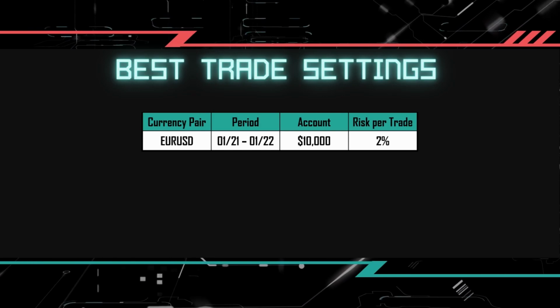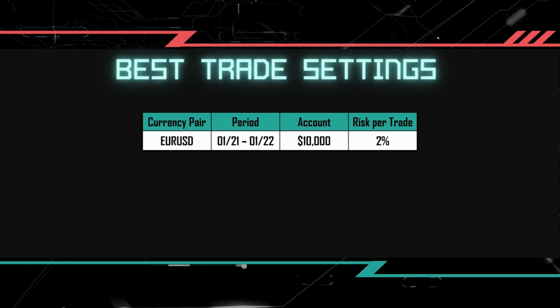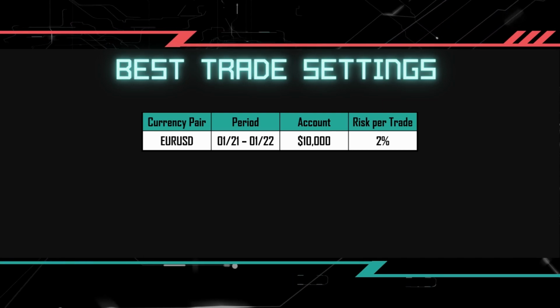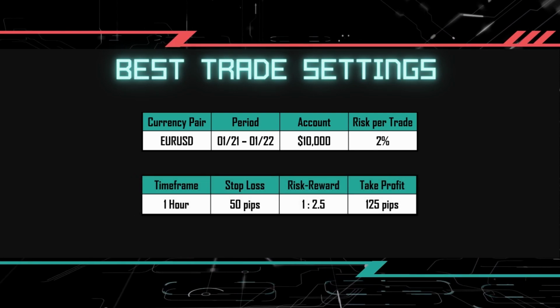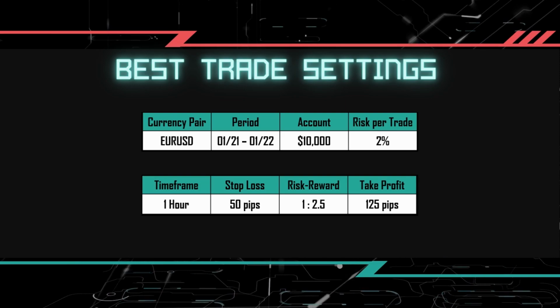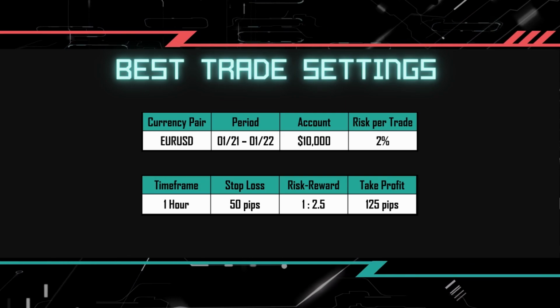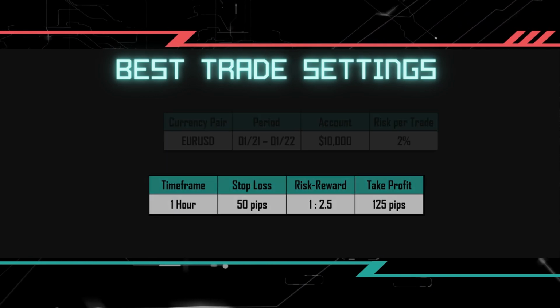We backtested EURUSD using the tick data from 2021 Jan to 2022 Jan. We started with an account of $10,000 and risked 2% of the account for each trade. The best time frame to use this strategy is the 1-hour time frame. The maximum stop loss level is kept at 50 pips, and the risk to reward is at 1:2.5. This would mean that the take profit will be at 125 pips.